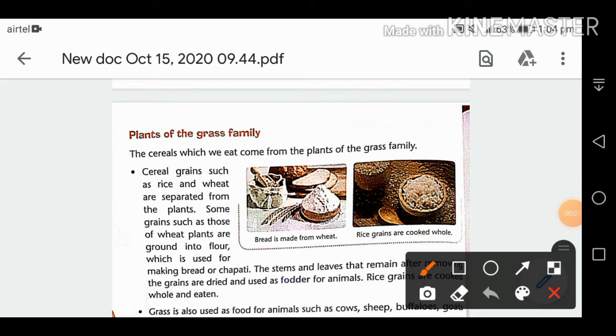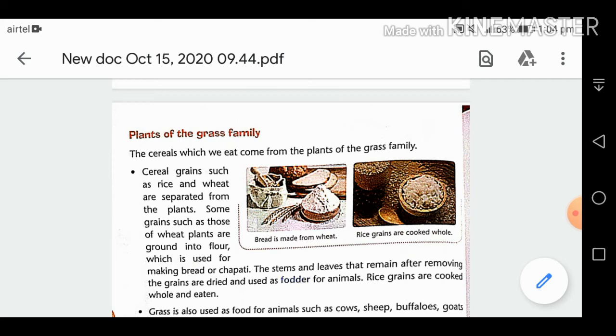So the next type is plants of the grass family. Cereal grains all are of the grass family, like rice and wheat. These are grains and they are separated from the plant. Those are wheat plants, and wheat is ground into flour, which is used for making bread and chapati.